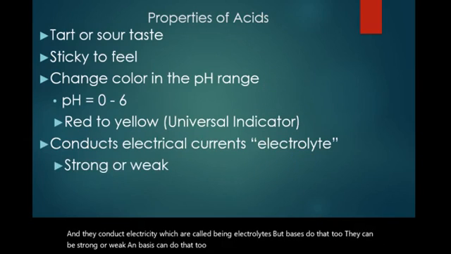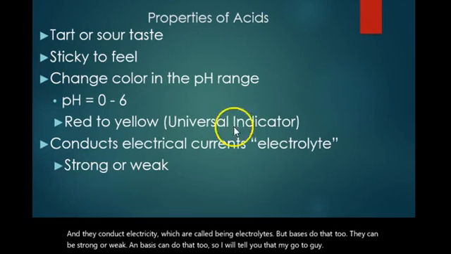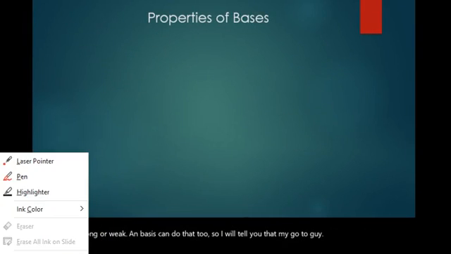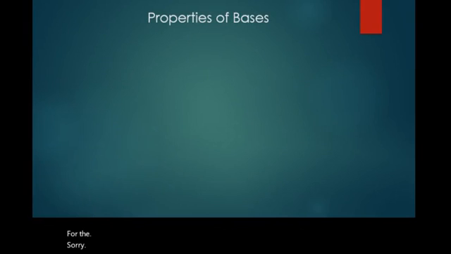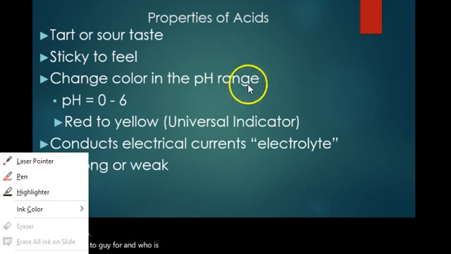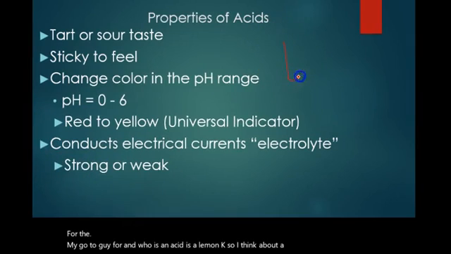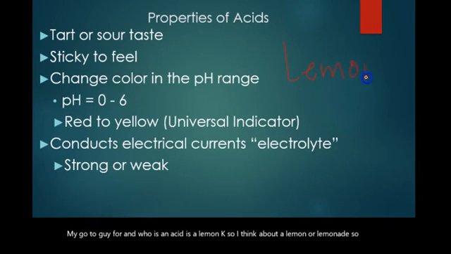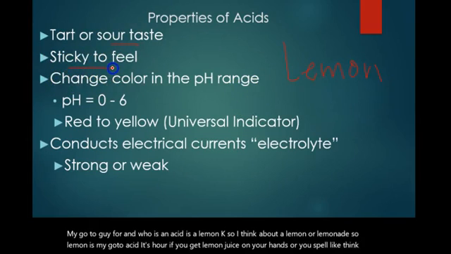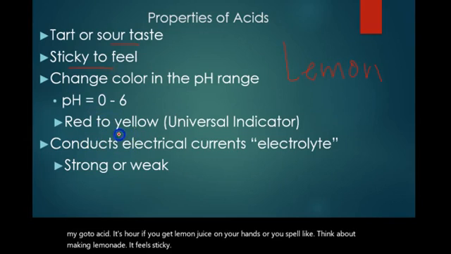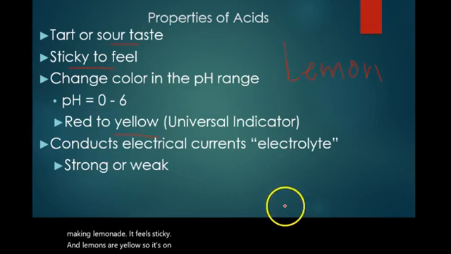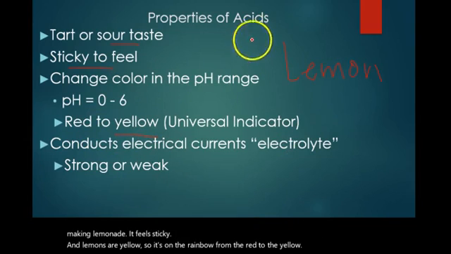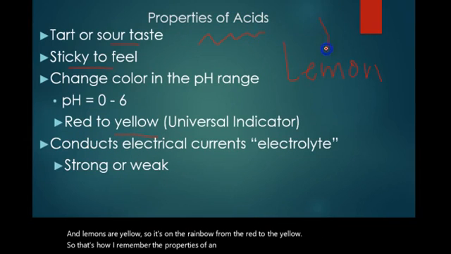So I will tell you that my go-to guy for who is an acid is a lemon. Okay, so I think about a lemon or lemonade. So lemon is my go-to acid. It's sour. If you get lemon juice on your hands or you think about making lemonade, it feels sticky. And lemons are yellow, so it's on the rainbow from the red to the yellow. So that's how I remember the properties of an acid, is a lemon.